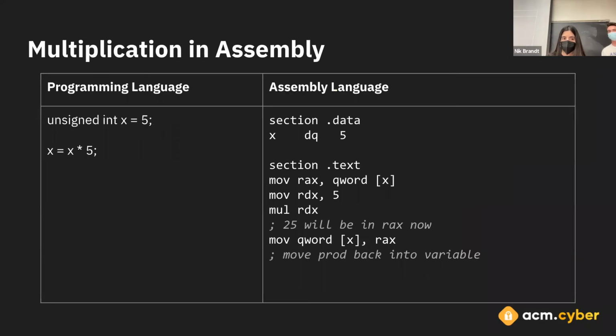Here I've got a little example of multiplication in assembly. Over here, we declare our variable x is equal to 5. It's an unsigned integer, so we're using unsigned multiplication. We put that into RAX, and then we'll put 5 into our rdx, which is our arbitrary register. Once we do mul rdx, it'll replace what's in RAX with 25, and then we'll move that value back into x. So x will now be 25 after this.